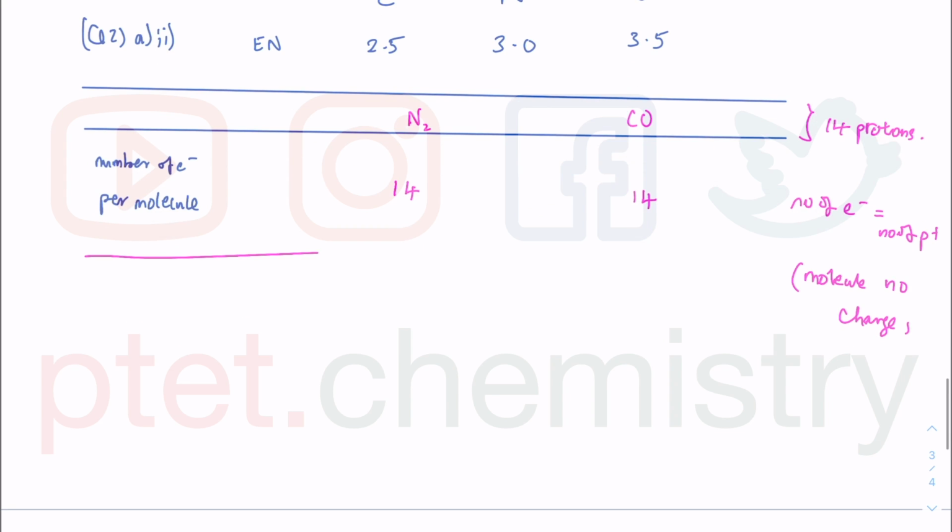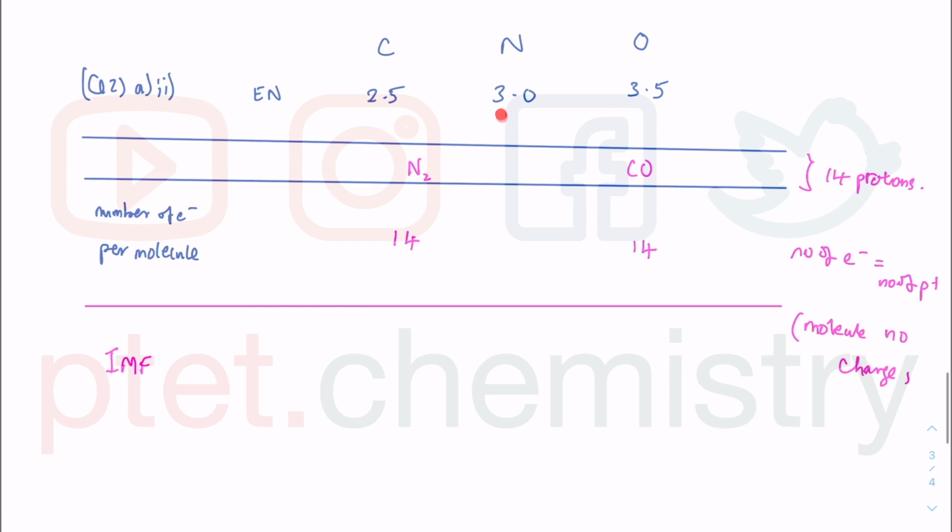Now, how about the type of intermolecular forces? For N2, the 2 atoms have the same electronegativity, 3.0 and 3.0. So this is non-polar, because N2 is actually non-polar, that means we only have van der Waals forces of attraction, or you can call this induced dipoles or temporary dipoles. But the CO, on the other hand, is polar because carbon and oxygen have different electronegativity.